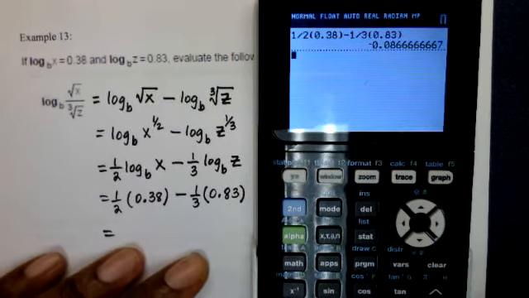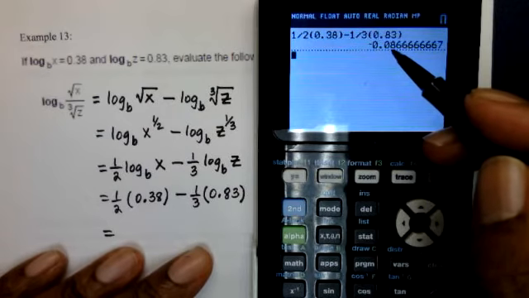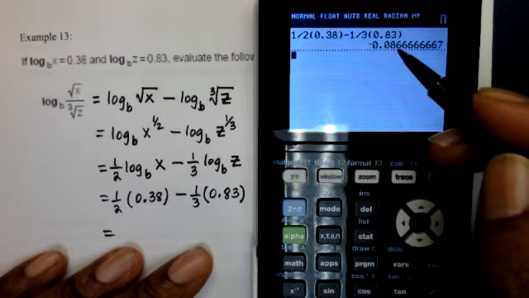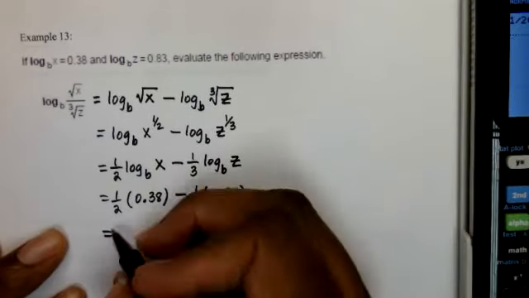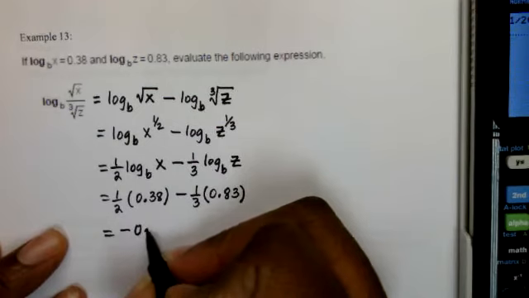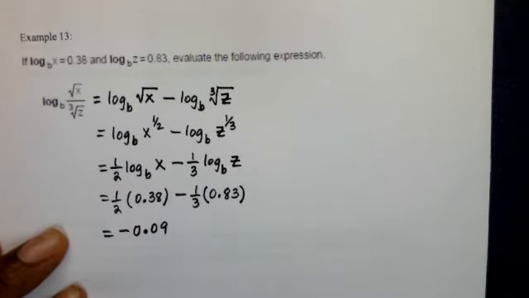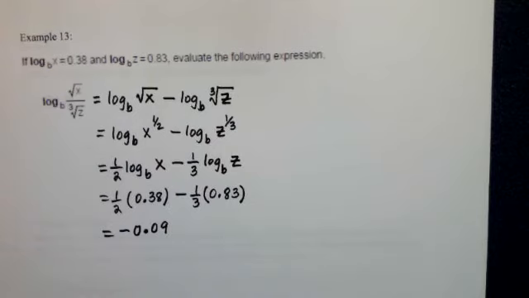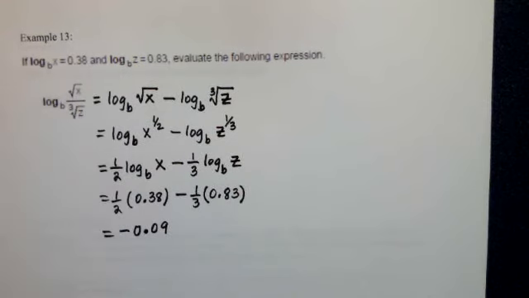Let's say I want to round this to 2 decimal places. Let's see. 0.8 is the second digit after the decimal point. To the right of it, it's a 6, which is greater than 5, so the 8 increases to a 9. So this will be negative 0.09. So log to the base b of the square root of x divided by the cube root of z would end up being negative 0.09 based on this information that's given to me.